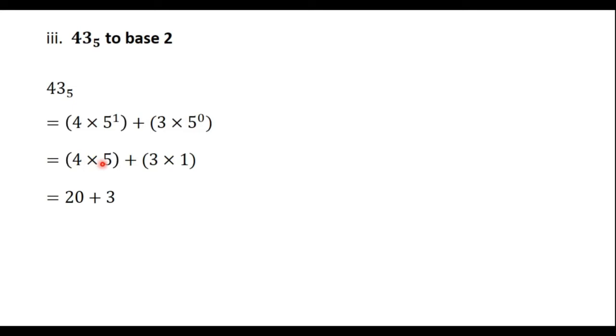So 4 times 5 will give us 20. Sorry, 4 times 5 will give us 20. 3 times 1 will give us 3. You add them, you are going to get 23. So we can say that 43 base 5 is now 23. You can see it's the same thing that we have been doing. We keep on doing the same thing, we change nothing. Now we convert 23 to base 2.